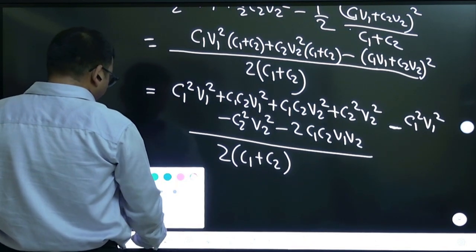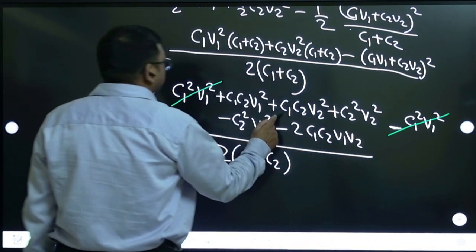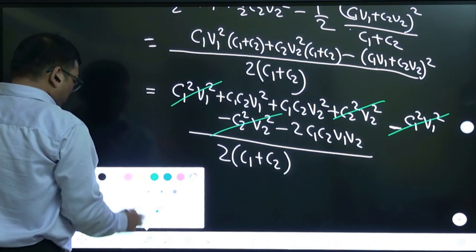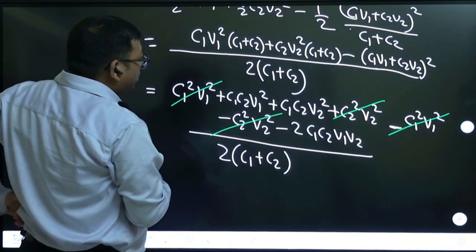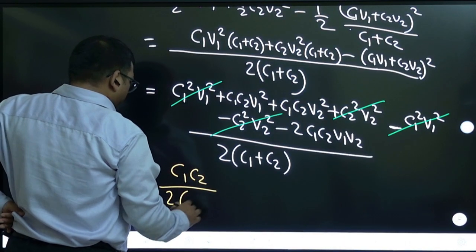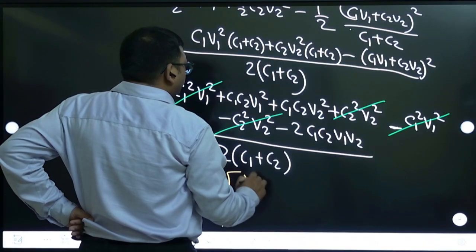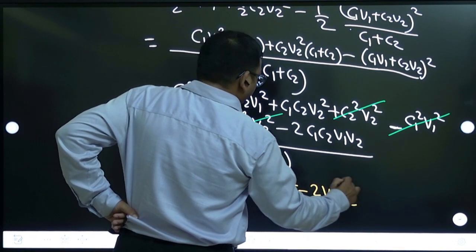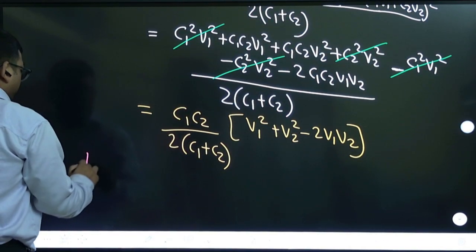What terms are going to cancel out? C1 square V1 square and C1 square V1 square cancel. C2 square V2 square and C2 square V2 square cancel. Right? So what do you get finally? Now I think the C1 C2 term is common everywhere. Let us take C1 C2 common. So C1 C2 by 2 times C1 plus C2 into V1 square plus V2 square minus 2 V1 V2. Yeah, now it got a formula, correct? Yes.